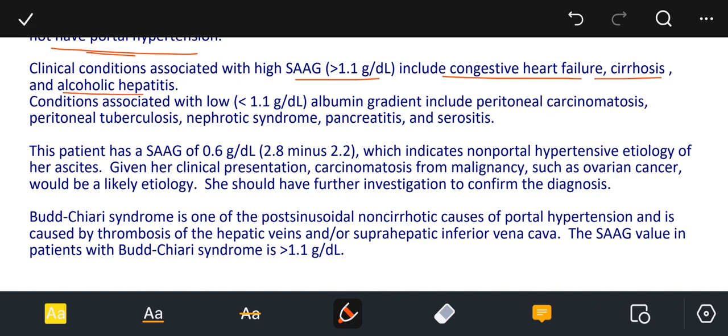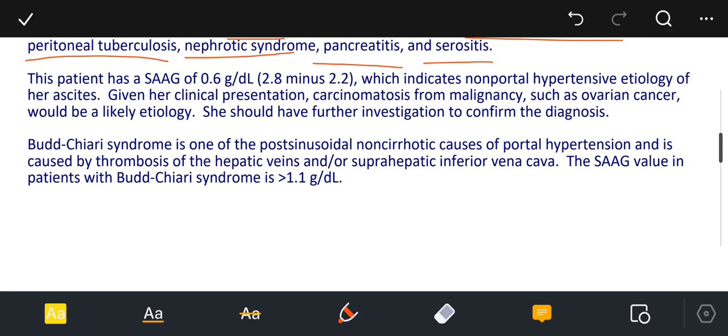Conditions associated with a low albumin gradient, that is less than 1.1 grams per deciliter, include peritoneal carcinomatosis, peritoneal tuberculosis, nephrotic syndrome, pancreatitis, and serositis. The patient in the question stem, from which the discussion has been copied in the notes, had a SAG of 0.6 grams per deciliter, that is 2.8 minus 2.2, which indicates a non-portal hypertensive etiology of the ascites.